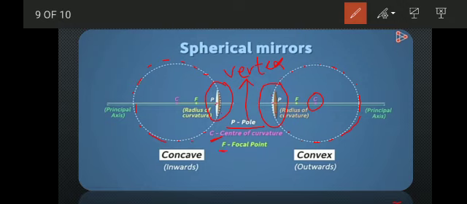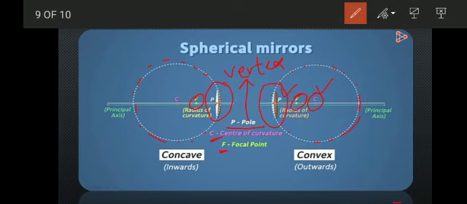F is the focal point. The middle point between pole and center of curvature of the mirror is called principal focus. It is also called focal point. In both of the mirrors, you can see F is present between P and C, means pole and center of curvature. That is called the principal focus.